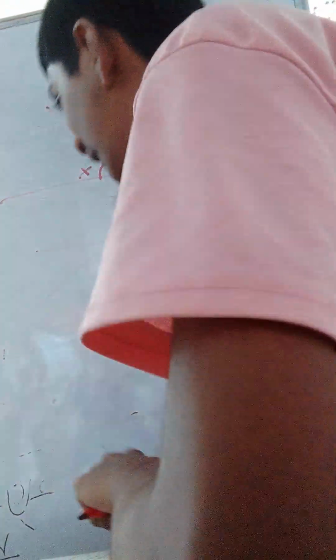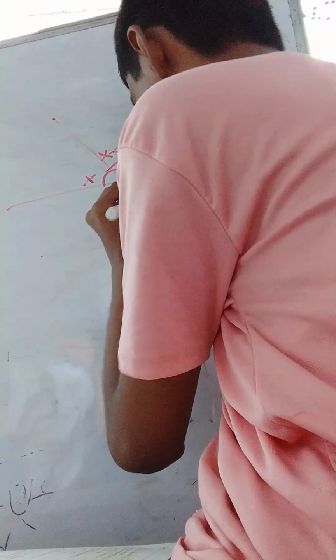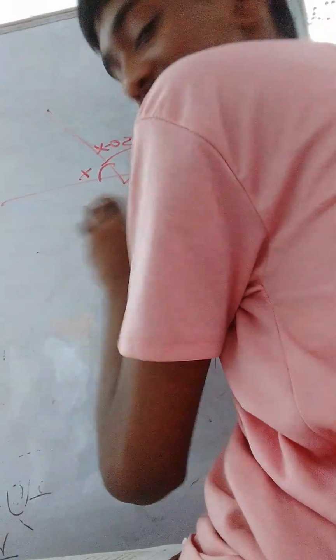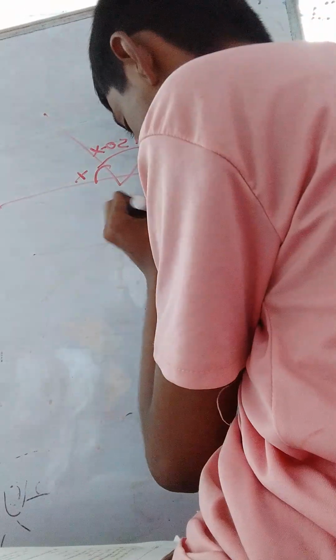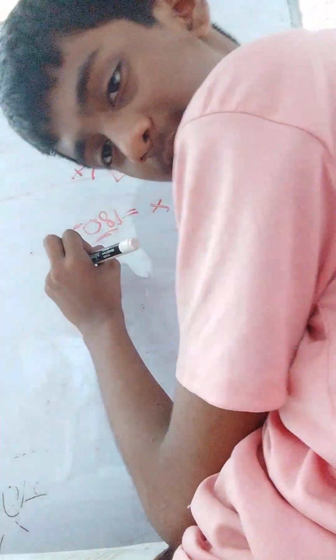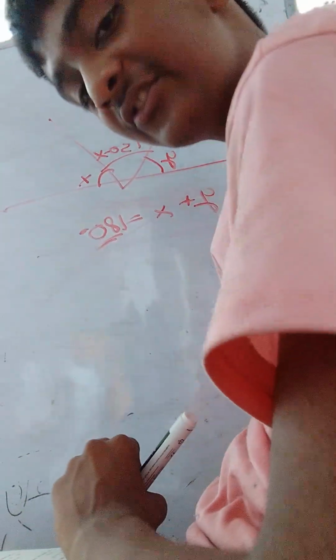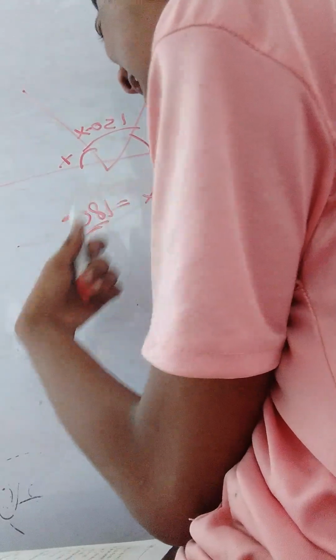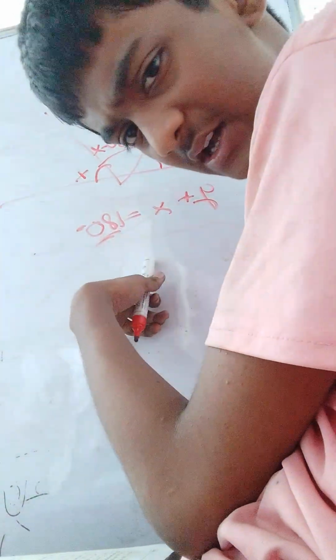What is the value of y? Now, as we all know, y and x are on a straight angle. So y plus x has to be 180. Yes? I don't know how to solve this question, but I'll try my best anyways. So we know that y plus x is equal to 180, right?